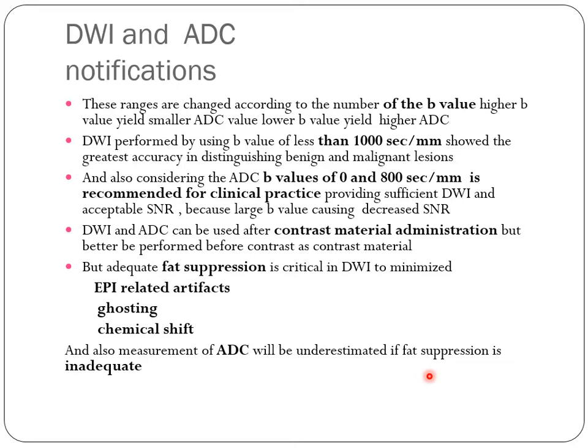Diffusion weighted image with the ADC can be used after contrast material administration, but it is better performed before contrast administration, as the contrast material will increase the signal intensity of the lesion. But adequate fat suppression is critical in diffusion weighted image, first of all to minimize echoplanar imaging related artifacts, such as the ghost artifact and chemical shift. Also, measurement of the ADC will be underestimated if the fat suppression is inadequate.